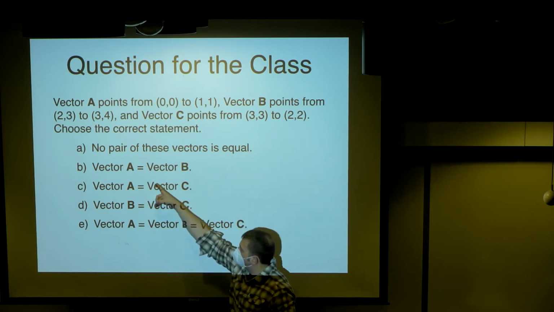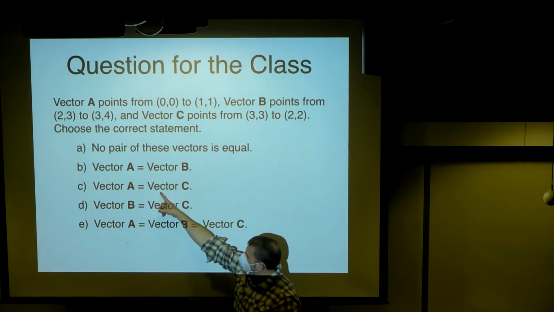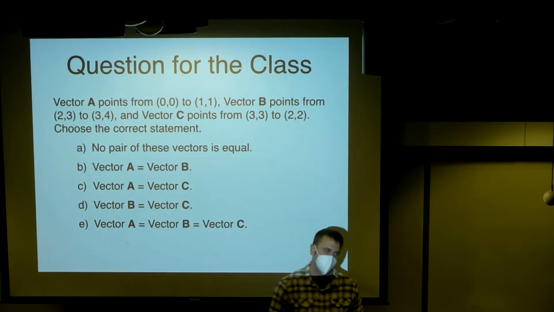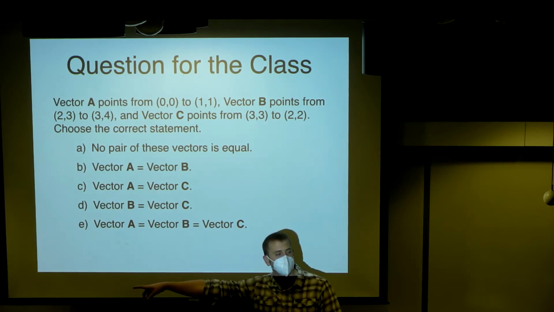Okay? So these three different vectors, I want you to determine which one of these statements is correct. So is it just that A is equal to B, but not equal to C? Is it that A is equal to C, but not equal to B? Is it that B is equal to C, but not equal to A? Or are they all equal to each other? That's what you want to determine.